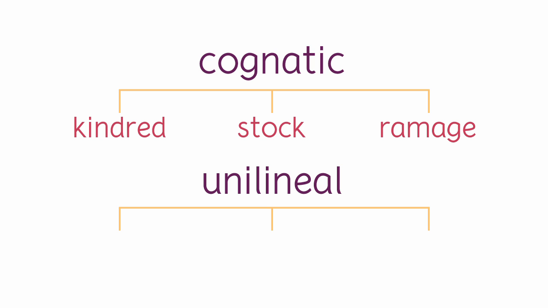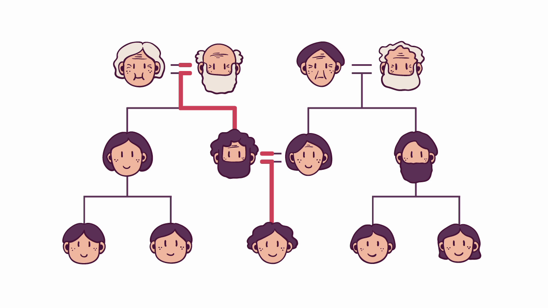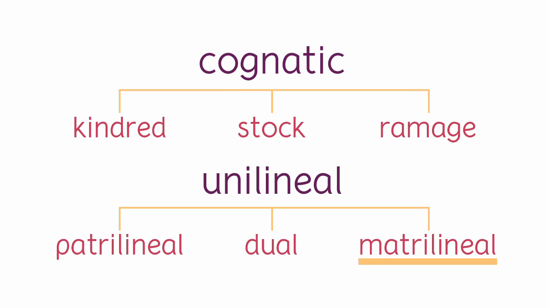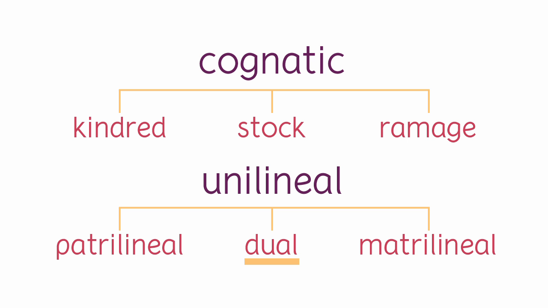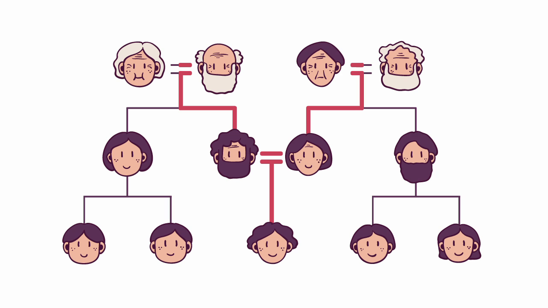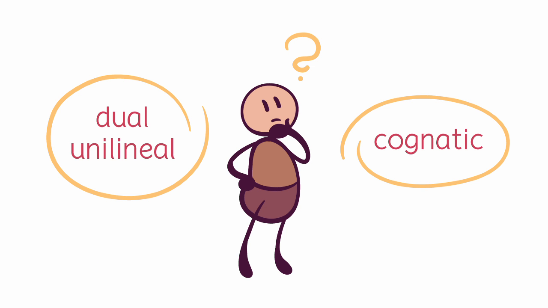Over on the unilineal side, we have systems that are patrilineal, matrilineal, and dual. In a patrilineal system, you trace your descent through the male line. In a matrilineal one, you trace descent through the female line. And in a dual system, both are combined. Here you might wonder, how is a dual unilineal system different from a cognatic one?